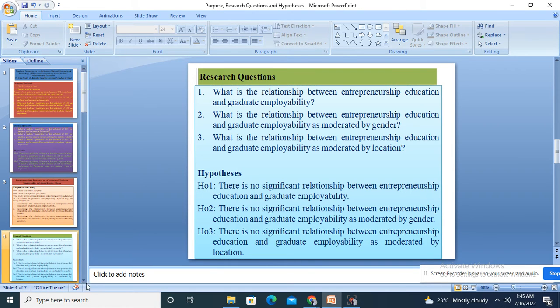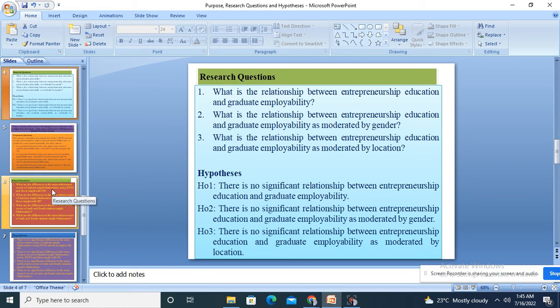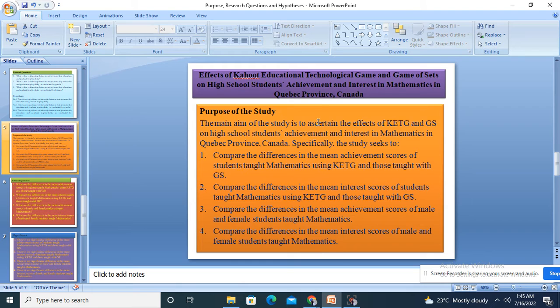Now, we now move to a PhD. Let's look at this PhD topic. This is good for PhD research work. Now, effect of Kahoot educational technological game and game of set on high school students' achievement and interest in mathematics in Quebec province, Canada.